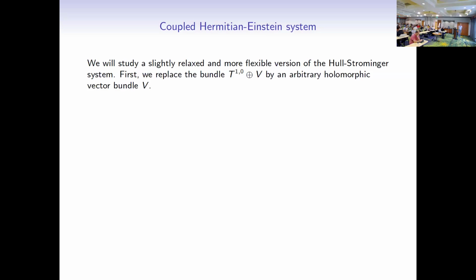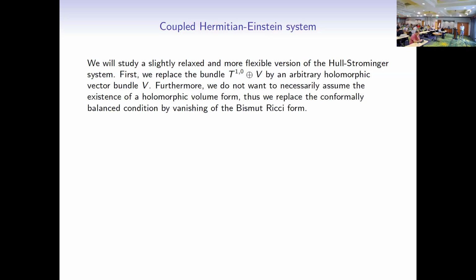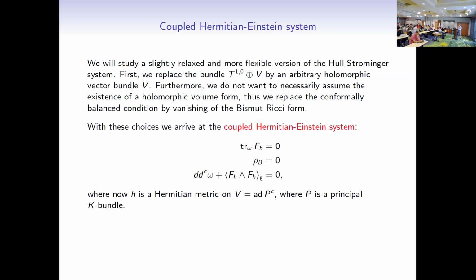It'll just be an arbitrary vector bundle V. And I don't want to necessarily assume the existence of a holomorphic volume form. So I'm going to replace this conformally balanced condition just by its geometric consequence, which is the vanishing of the Bismuth-Ricci form. And with these choices, you arrive at this so-called coupled Hermitian-Einstein system. This was terminology created by my collaborators, whom I failed to mention, Mario Garcia-Fernandez and Raul Gonzalez-Molina.